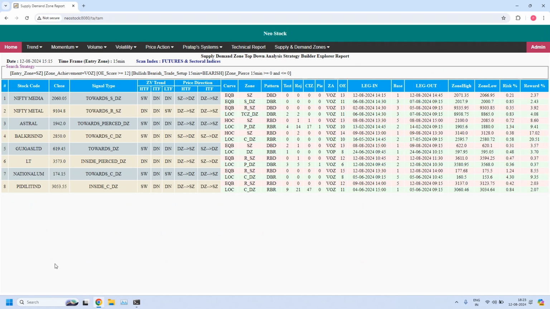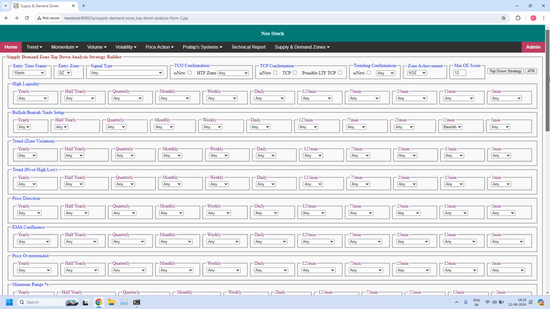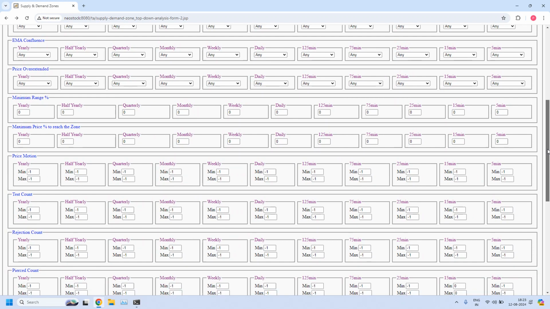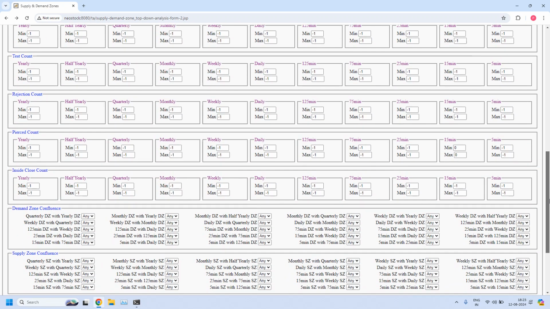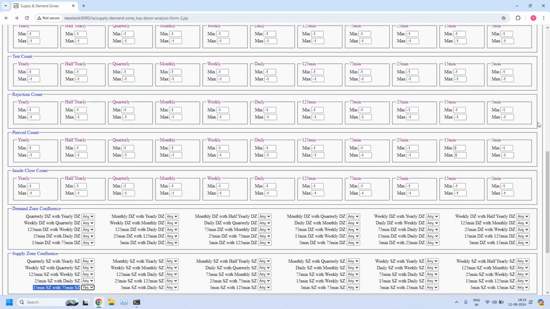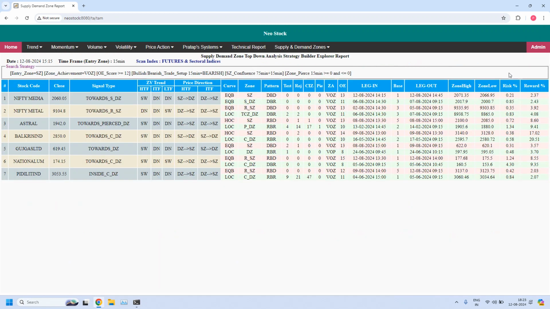Out of these 8, how many are having ITF confluence? Let us verify. Now supply zone confluence, 15 minutes and 75 minutes supply zone. Here, I am enabling this LTF and ITF confluence. Now 7 stocks are having a confluence with ITF time frame, that is supply zone confluence.